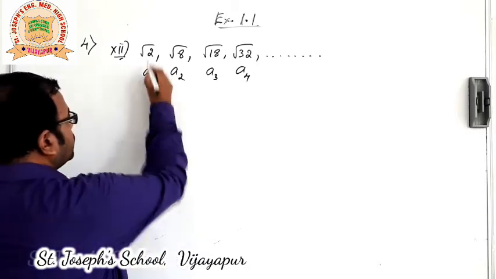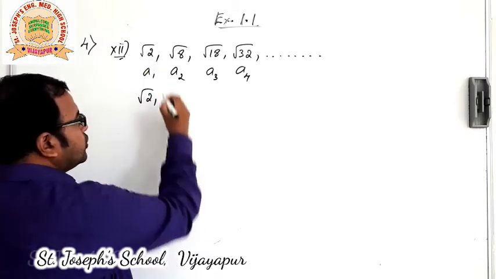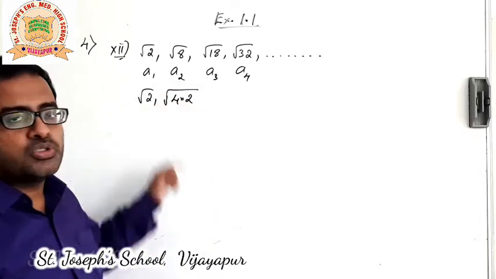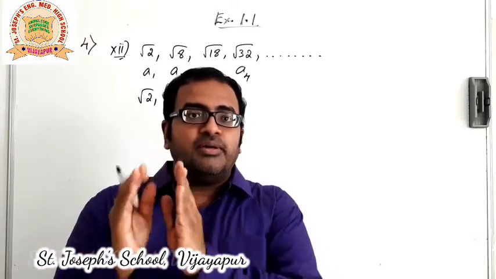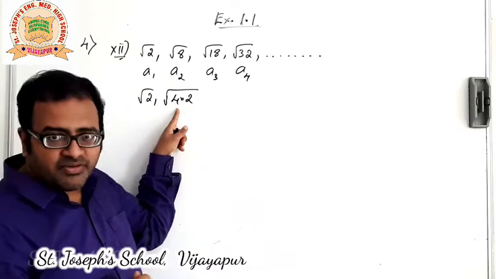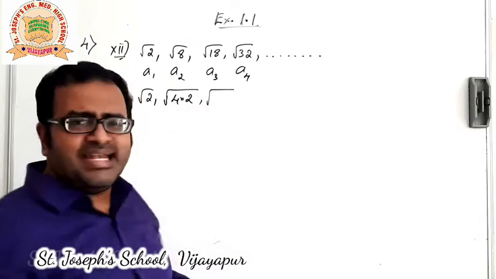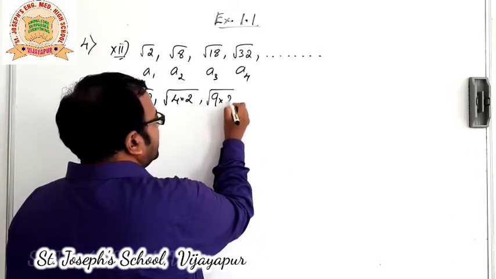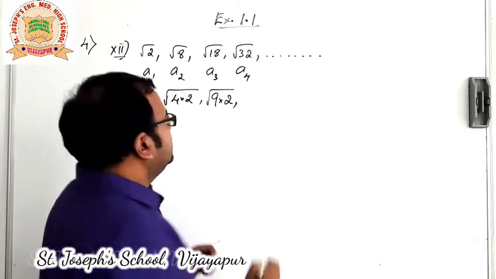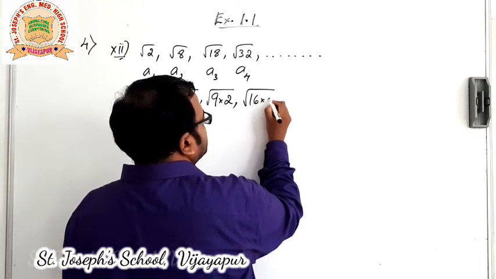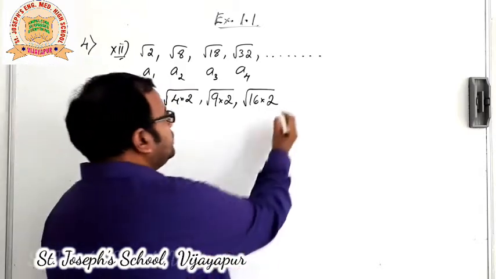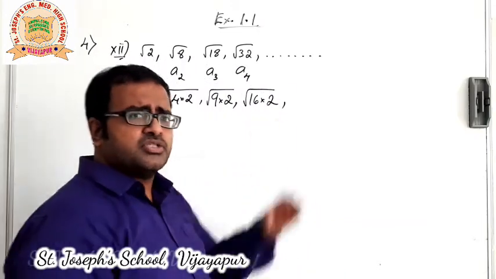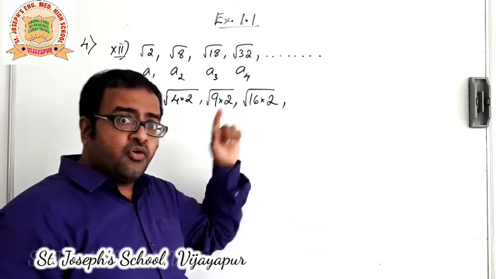Now, root 2 remains root 2. Root 8 can be written as root of 4 into 2. See, 8 can be written as a product of two numbers, one of them has to be a perfect square. So here I have 4 as a perfect square. Next, root 18. 18 can be written as 9 into 2, because 9 is a perfect square, I will be writing that first. Next, I have root 32, which also can be written as a product of a perfect square and another number, that is 16 into 2. You may ask me, why does it have to be written like this? Why can't I write it as 8 into 4? 8 fours are 32. Can't we write like that? Yes, of course, 4 is a perfect square there.